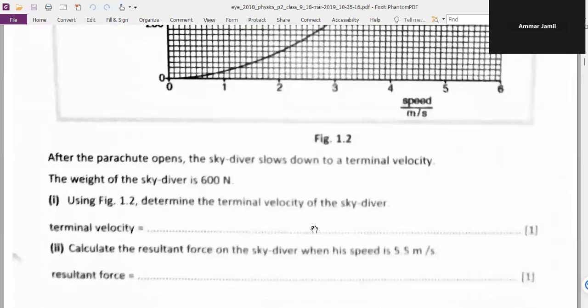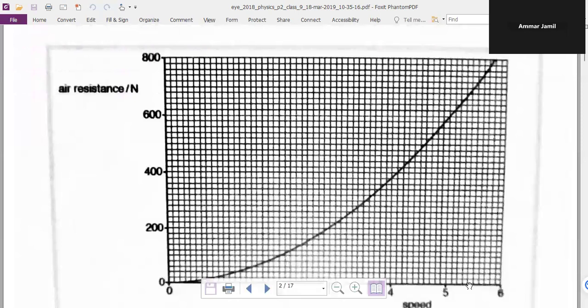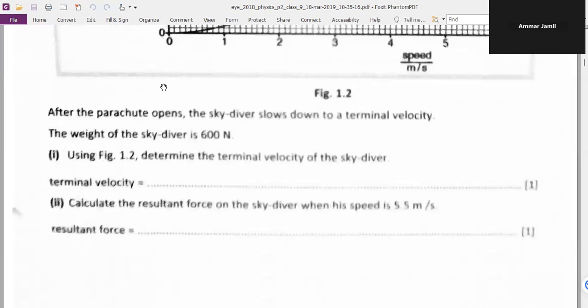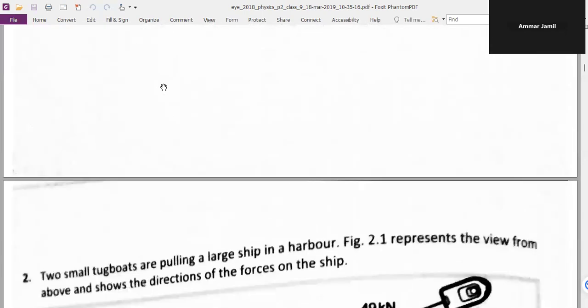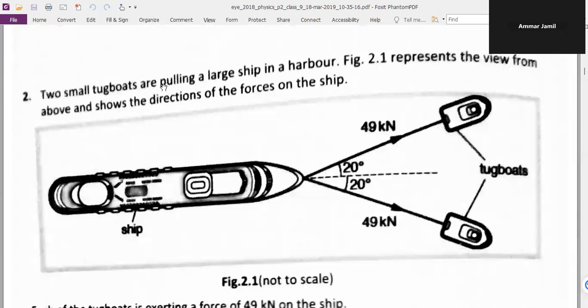And then it says calculate the force on the skydiver when the speed is 5.5. So when you go here, 5.5, and you go here, and then you calculate this from this side of the scale. That will tell you the resultant force. Now, this question will not be in our exam because this is from a previous exam.